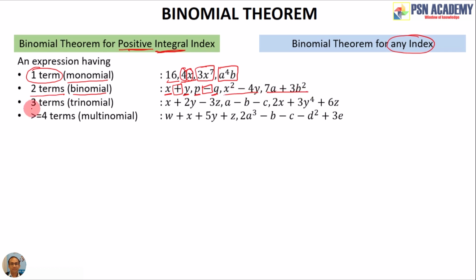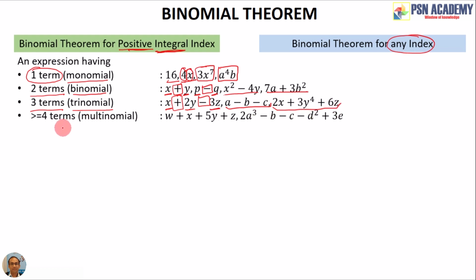Now if you have three terms inside, then you say that is a trinomial. For example, this x is a term, 2y is another term, and 3z is another term. So there are three terms separated by a plus sign as well as a minus sign. So this is a trinomial. This one also is a trinomial, and this one also is a trinomial.